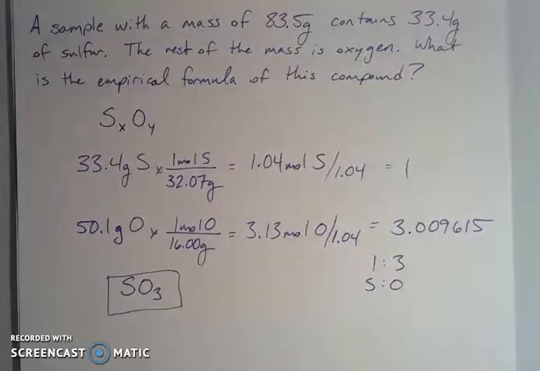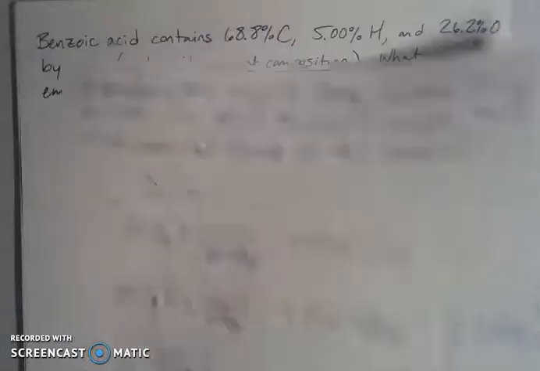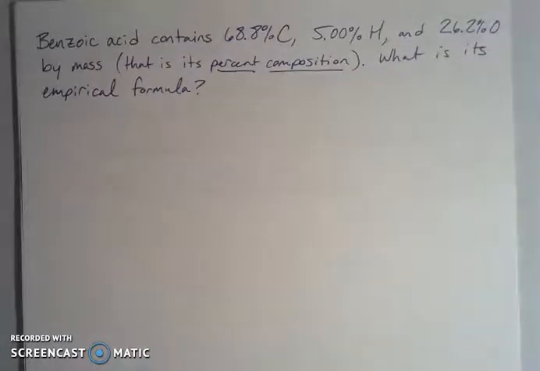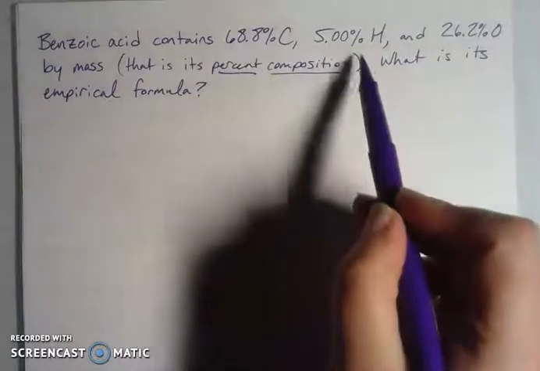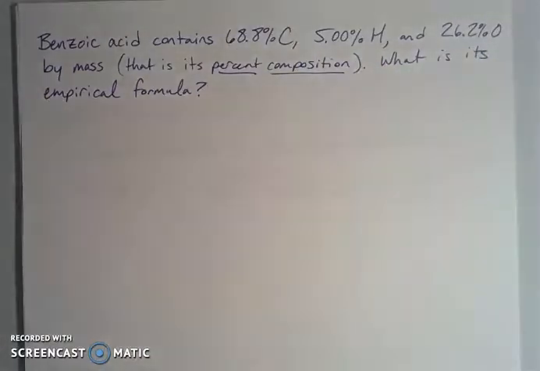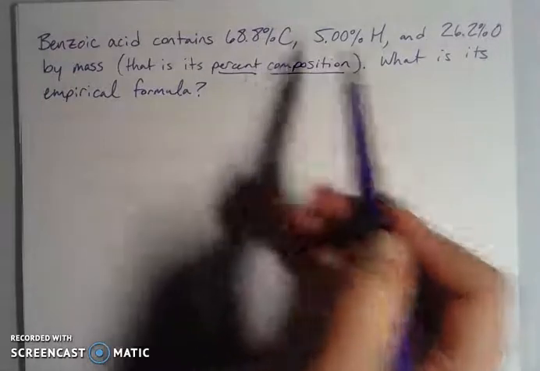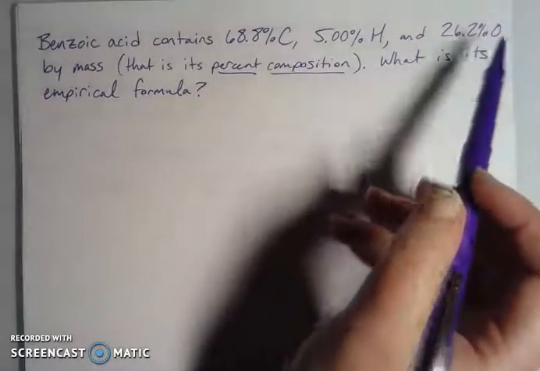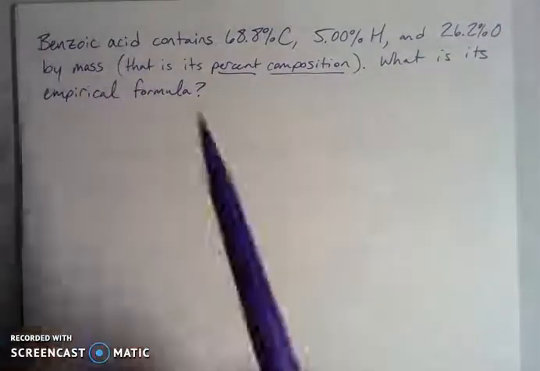Okay, let's look at this from another standpoint. You can see here that I talked about this in terms of mass and mass composition. So if we talk about this in terms of percent composition, like with my benzoic acid here, if I know the percent composition by my elements, then I can also find its empirical formula. So the first thing I need to do is, I'm given that I have 68.8% carbon, 5% hydrogen, and 26.2% oxygen by mass that make up a sample of benzoic acid.